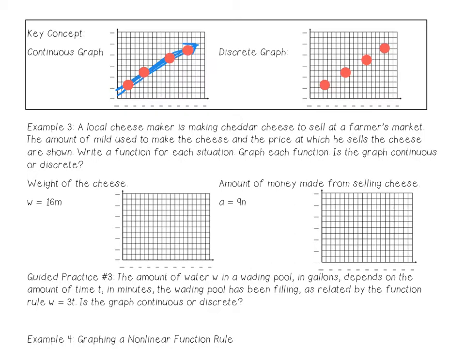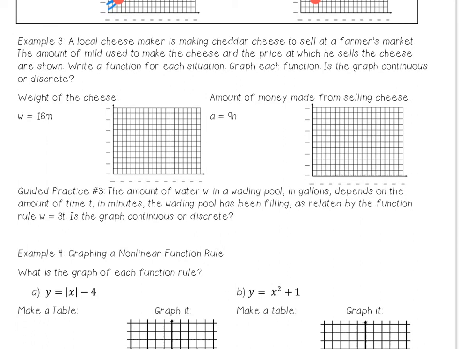Okay, example 3. A local cheesemaker is making cheddar cheese to sell at a farmer's market. The amount of milk used to make, so that's supposed to say, used to make the cheese and the price at which he sells the cheese are shown. Write a function rule for each situation. Graph each function. Is the graph continuous or discrete? So I'm actually not going to have you graph these. I just want you to tell me if they're continuous or discrete.